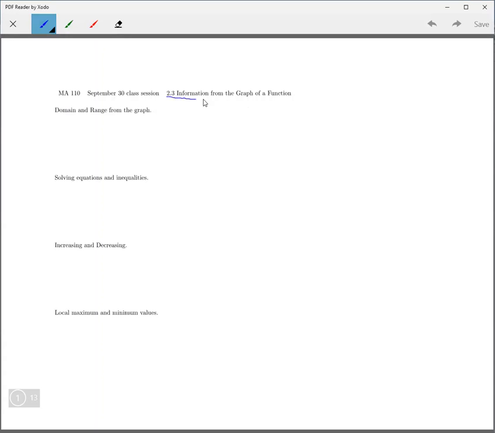Information from the graph of a function. Okay, so the first piece of information is the domain and range. And the way that that works is, let's say that we have a function that does, for an example, something like that, okay?